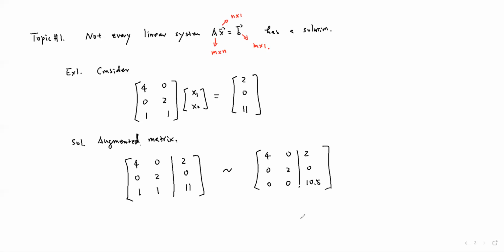This is a row echelon form of the augmented matrix. Each row actually is an equation. Look at the bottom non-zero row. The bottom non-zero row says that 0 times x1, 0 times x2 is equal to 10.5. No matter what values you assign to x1, x2, we cannot make this equation true. So this linear system has no solution. Okay, this is an inconsistent linear system.